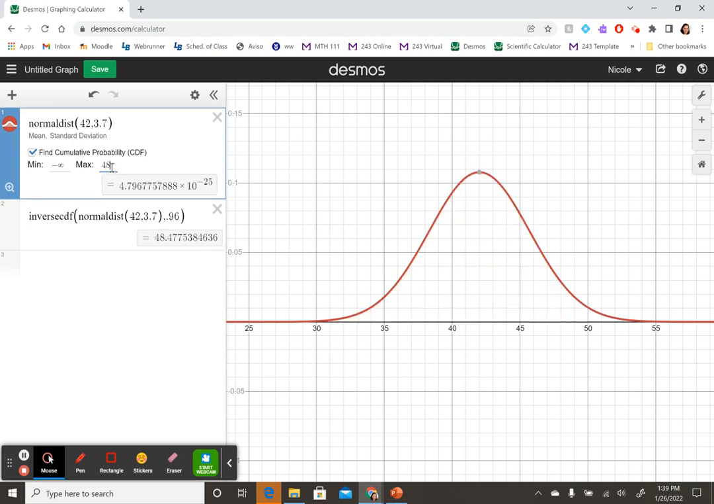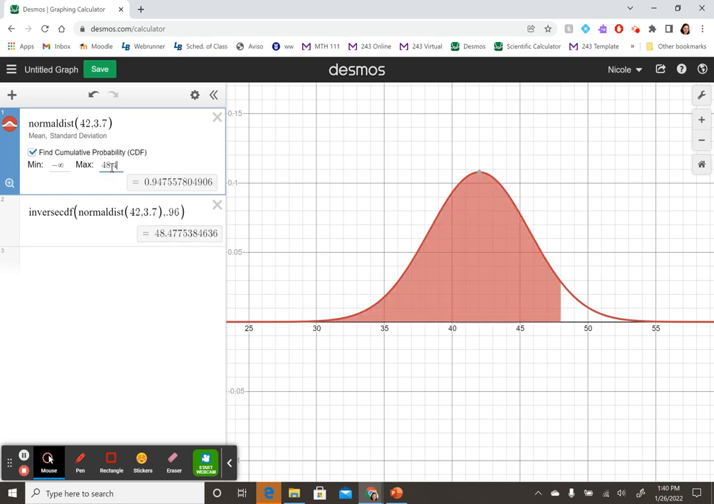If I come up here and put that in for my max, you can see it's getting closer and closer to 0.96, and it will get as close as we need it to get. You guys see how to do that. So inverse CDF, you put in the name of your distribution, in this case normal distribution with the mean and the standard deviation, and then the final part is the percentile that you're interested in. This tells us it's 48.4.